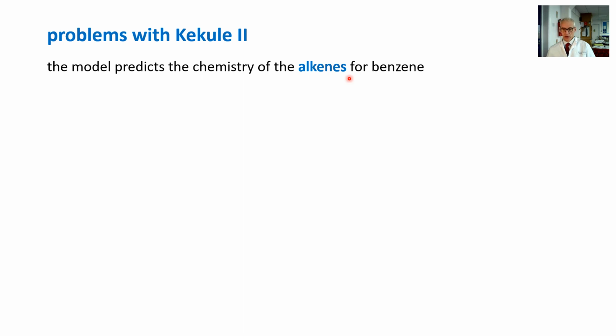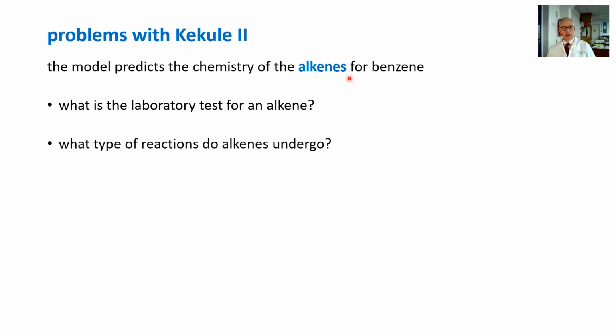So I'd like you to pause the lesson and think or look back through your notes on alkenes and be clear in your own mind what is the laboratory test for an alkene. And secondly, what type of reactions do alkenes undergo typically? So pause the lesson, come back when you have either thought that through or researched from your earlier notes. Resume when you are ready to do so.